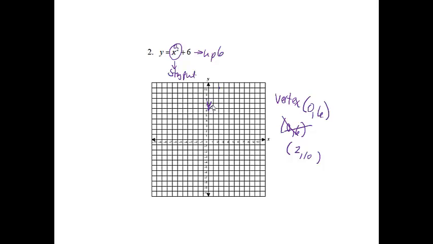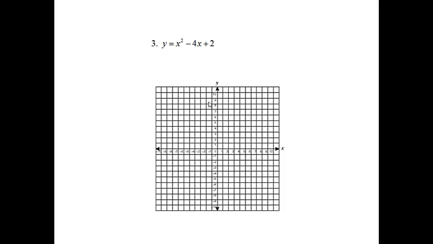And now we'll start at the vertex and swing through there. And then we'll just mirror it on the other side. So that's what that parabola would look like. The key letter for this video is D.